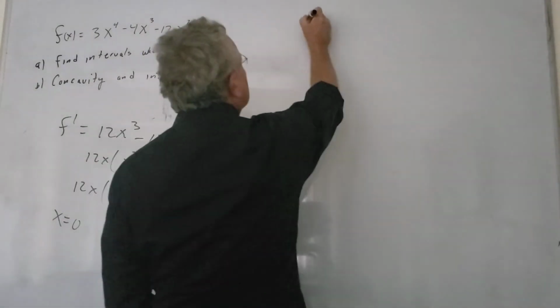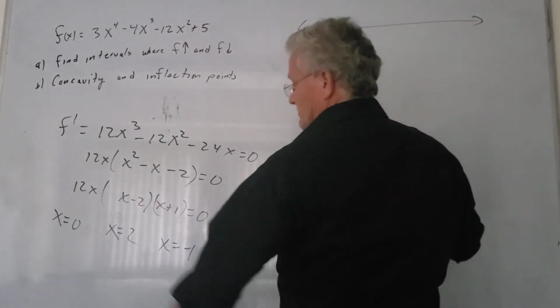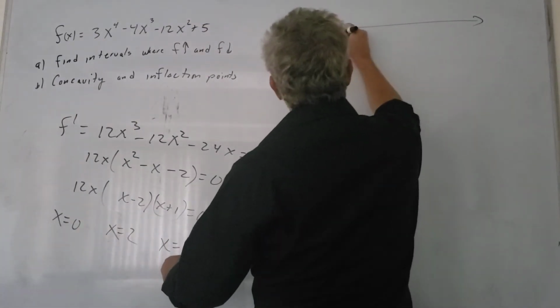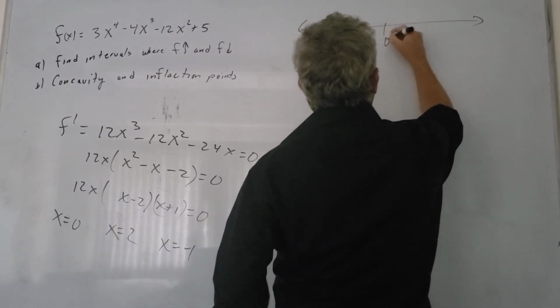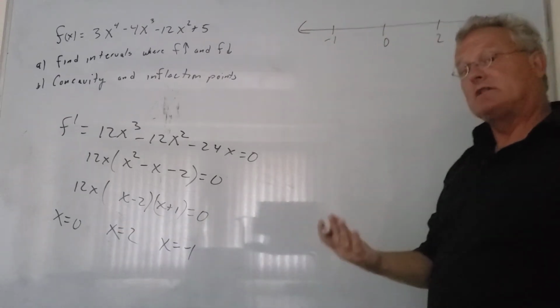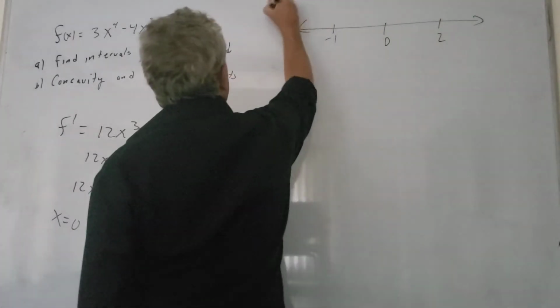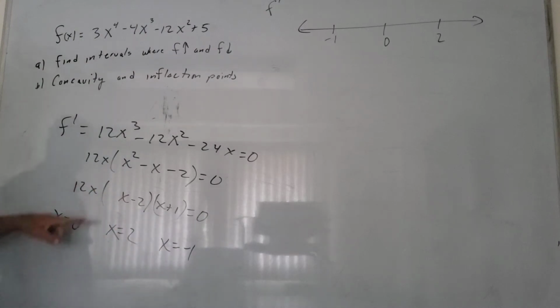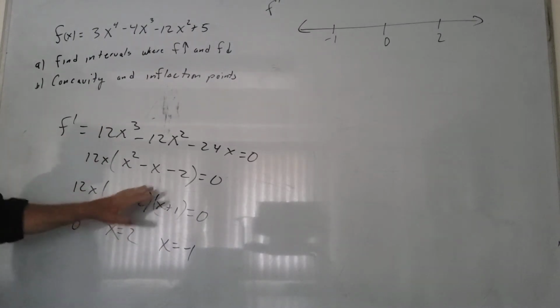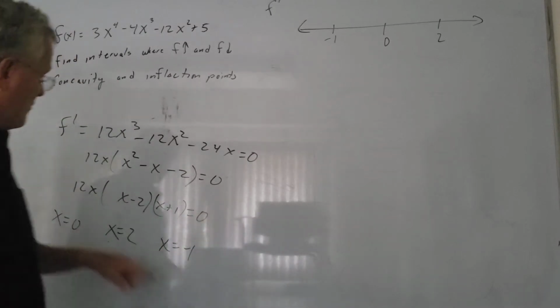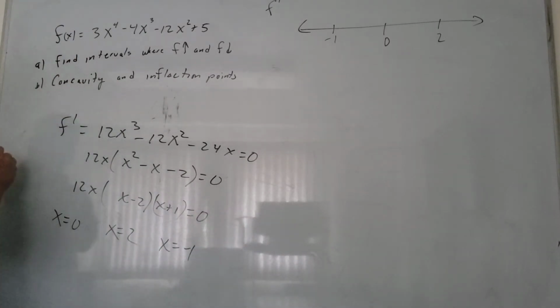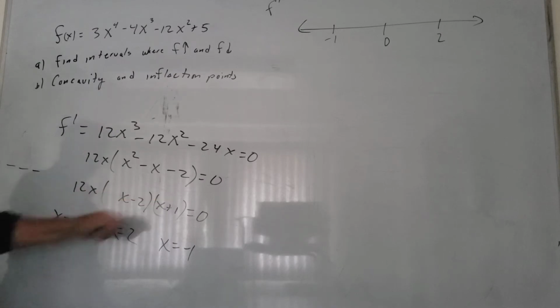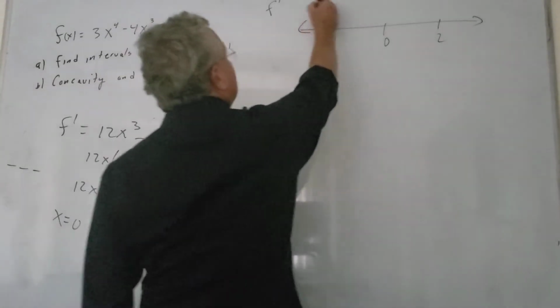So now we want to draw our little number line, putting these in order: negative 1 is first, 0 is next, and 2 is the biggest. And we want to look at the first derivative of f. So pick a number less than negative 1, I don't know, negative 5. When I plug negative 5 into the first derivative, I like to use the factored form, because 12 times negative 5 is a negative. Negative 5 minus 2 is another negative, and negative 5 plus 1 is another negative, and when I multiply 3 negatives, we get a negative.